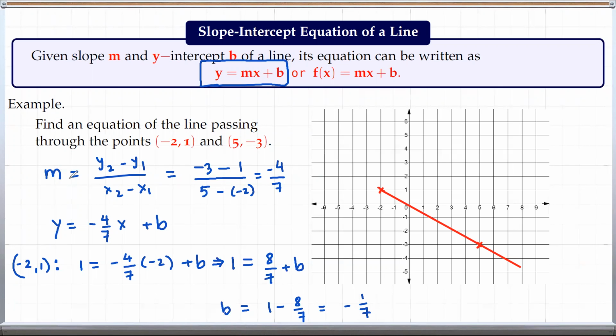So we have m, we have b. Now we can write down the equation of the line. So the equation of the line is y equals -4 by 7x for mx plus b. And b is -1 by 7. So -1 by 7. This is the equation of the given line.